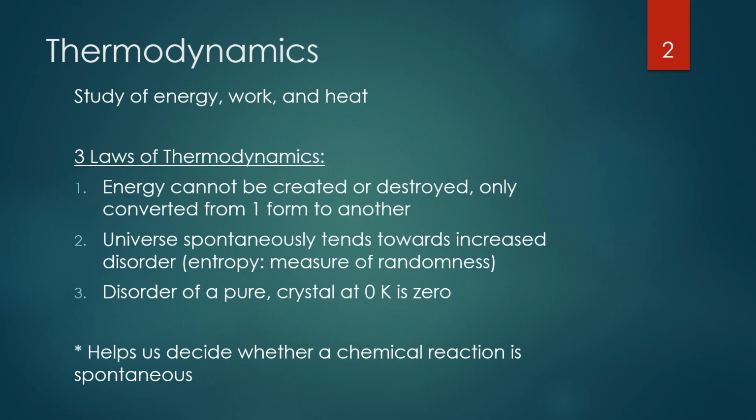The last law of thermodynamics is that disorder of a pure crystal at 0 Kelvin is 0. So when we talked about Kelvin, way back I think in Chapter 1 when we did temperature conversions, 0 Kelvin was referred to as absolute zero. So this was the lowest achievable temperature. So that third law is just saying that if we reached 0 Kelvin, all disorder would be gone, basically because everything would be completely frozen in its place. So these laws of thermodynamics help us decide whether a chemical reaction is spontaneous or not.